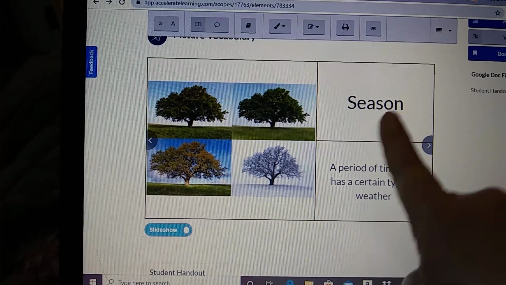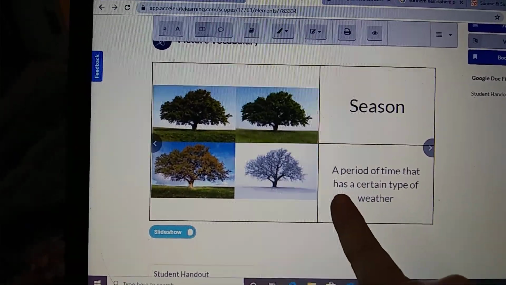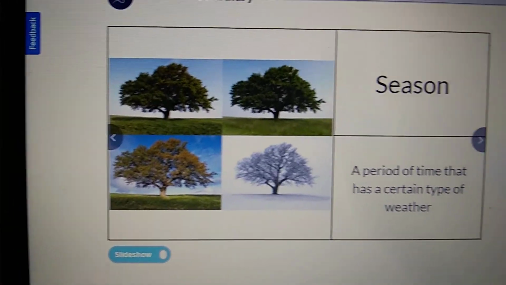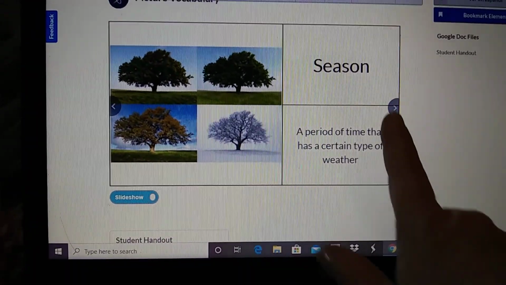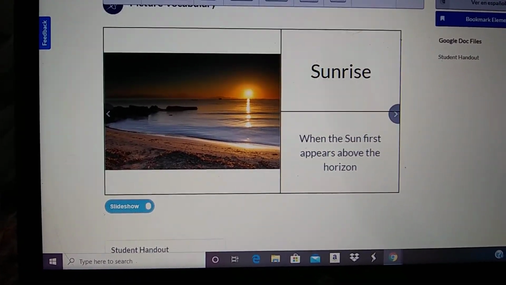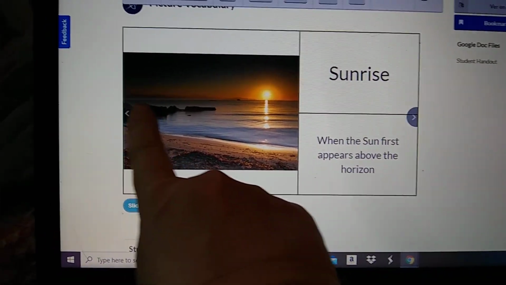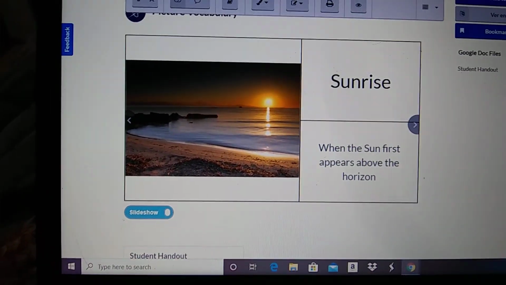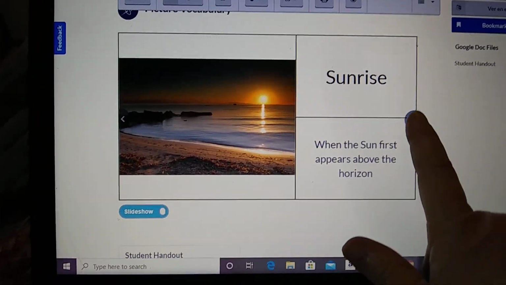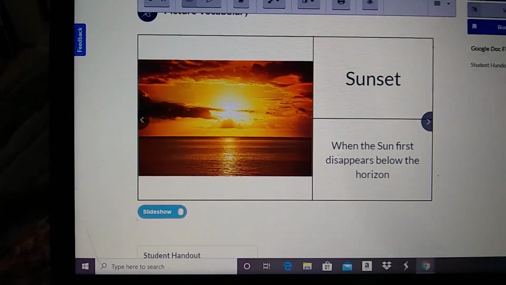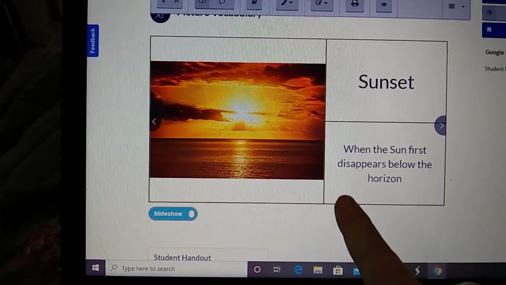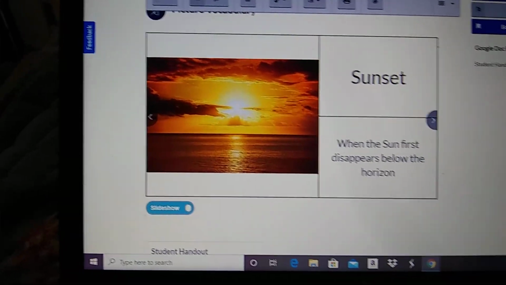Season. A season is a period of time that is a certain type of weather. And we never get that cold. If we get snow, we only get a little snow. Sunrise. When the sun first appears above the horizon line. And we've talked about the horizon line before. That's where it appears that the sky meets the sea or land. Sunset. When the sun first disappears below the horizon, when it's going down.